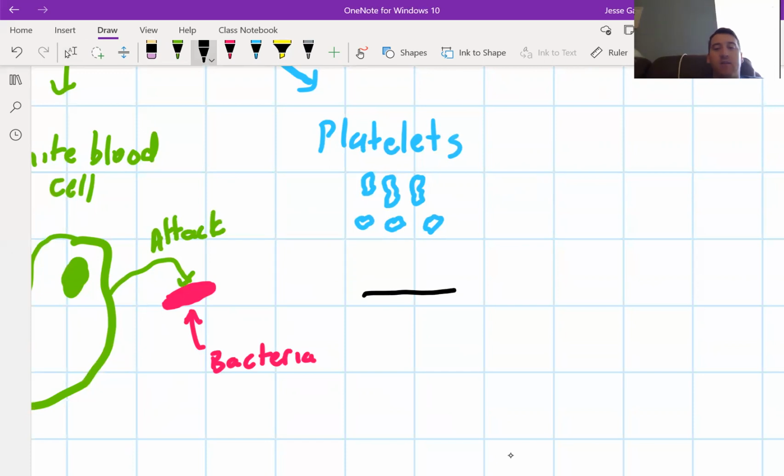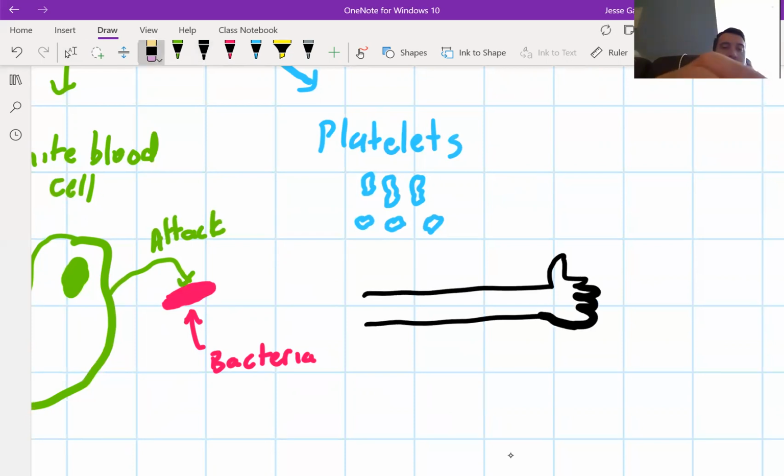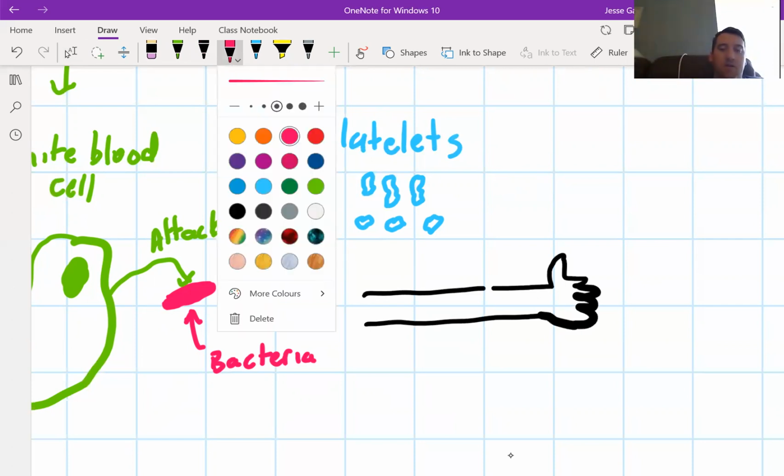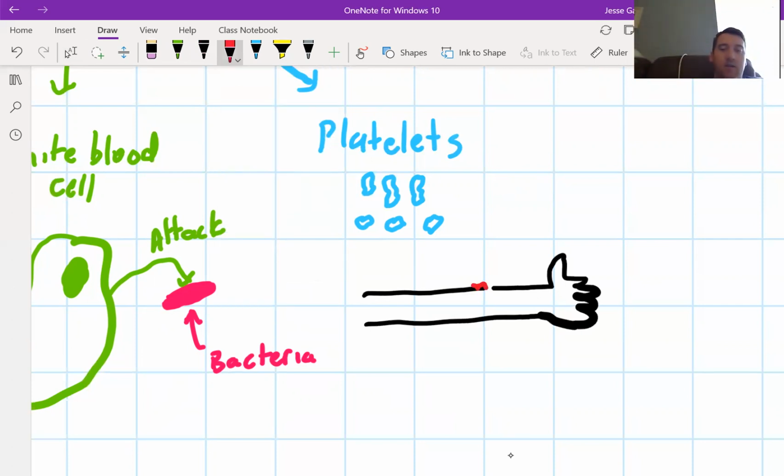So say here that this is your arm. This is a hand. Really bad hand, but it doesn't really matter. And let's say, for argument's sake, that you get a little cut on your arm. So here I'm opening a little wound and the blood flows out of the arm and onto the surface. Okay. So it's flowing out of the body.